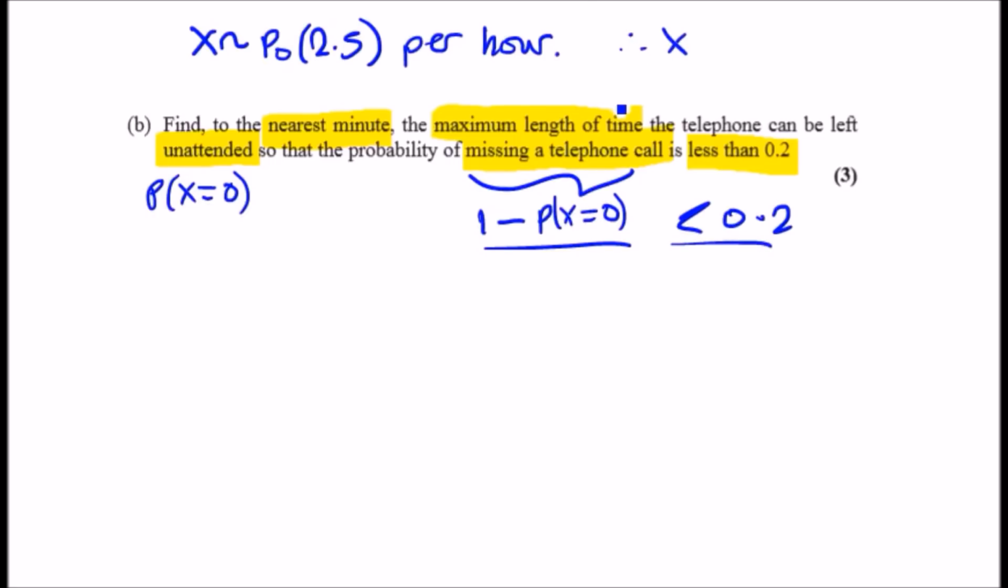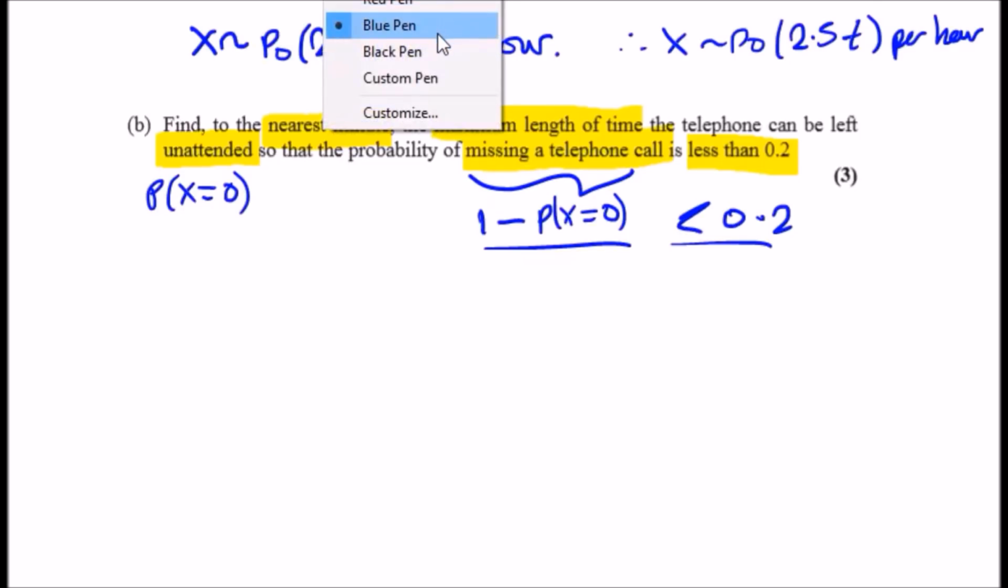We also need a new distribution because we're working with time. Let's let the new time variable be t, because we want to find out exactly how many hours. So t per hour or t per minutes. X is a Poisson distribution with mean 2.5t per hour. Once we work out the t value, we can work out the number of minutes that can be missed. So let's have a go. Hopefully you guys are following me with this one.